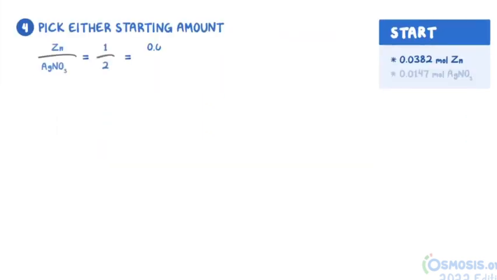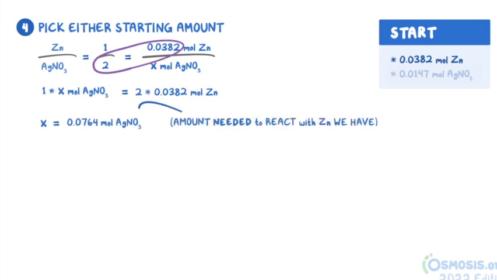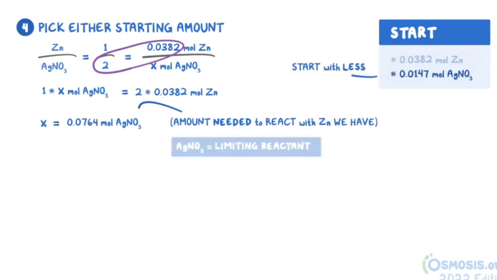We write down the mole ratio equation again, but we put an x in the place of the starting moles of silver nitrate. We can solve this equation for x using cross multiplication, which tells us that x equals 0.0764 moles of silver nitrate. This is the amount of silver nitrate needed to react with the zinc that we have. However, we know from our earlier calculations that we only start out with 0.0147 moles of silver nitrate. Since we have less silver nitrate than we need, silver nitrate is our limiting reactant.